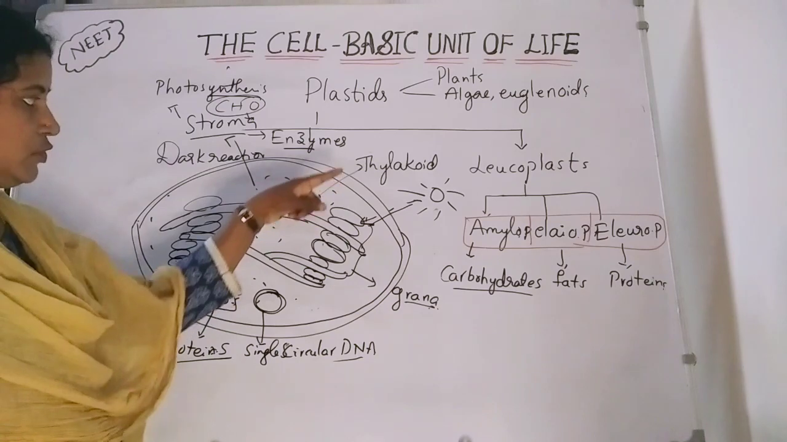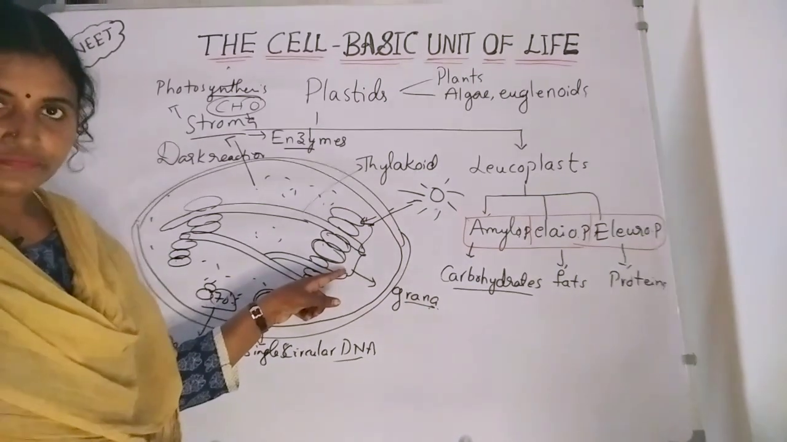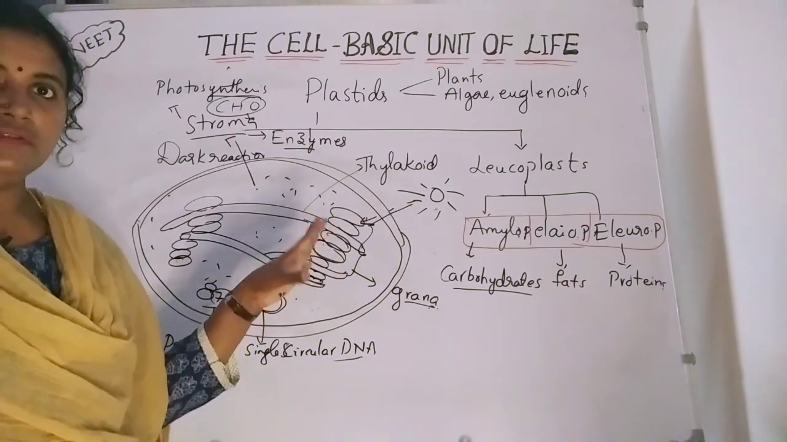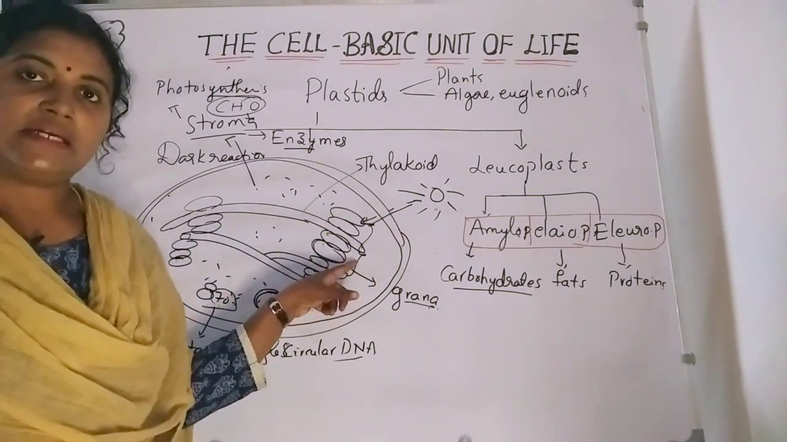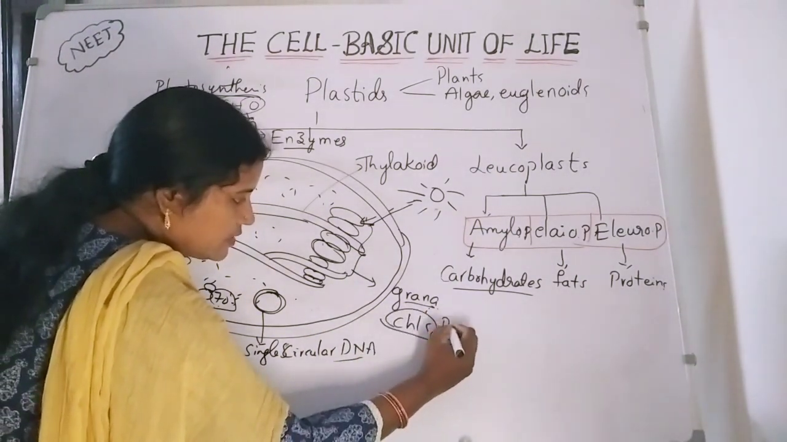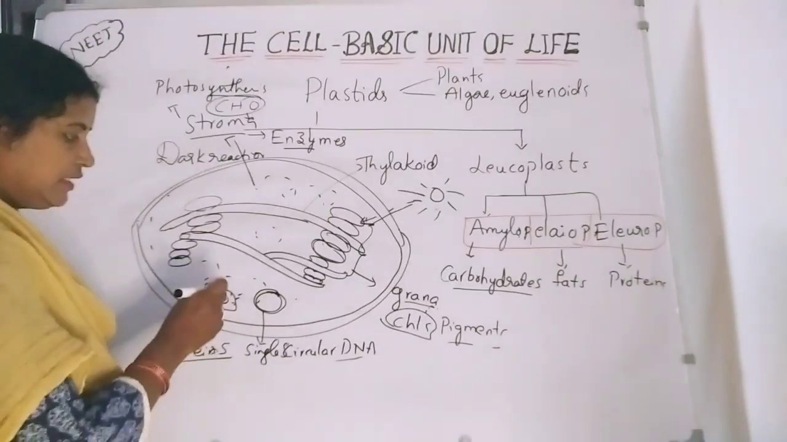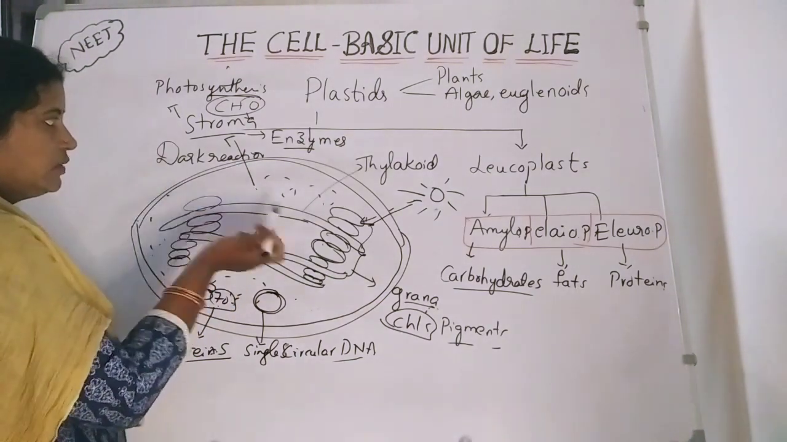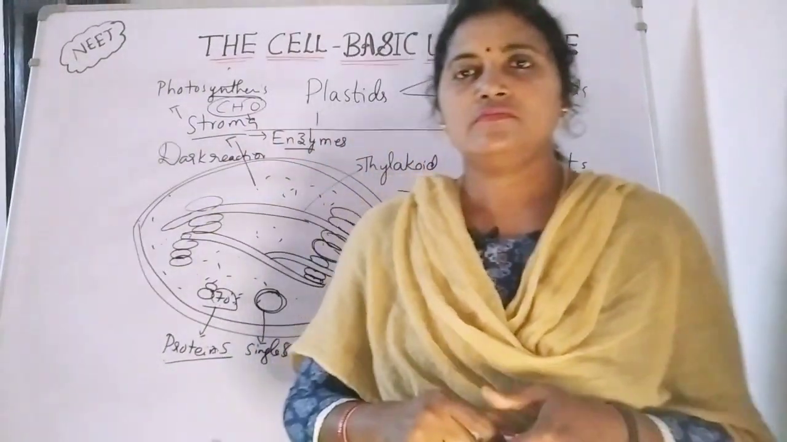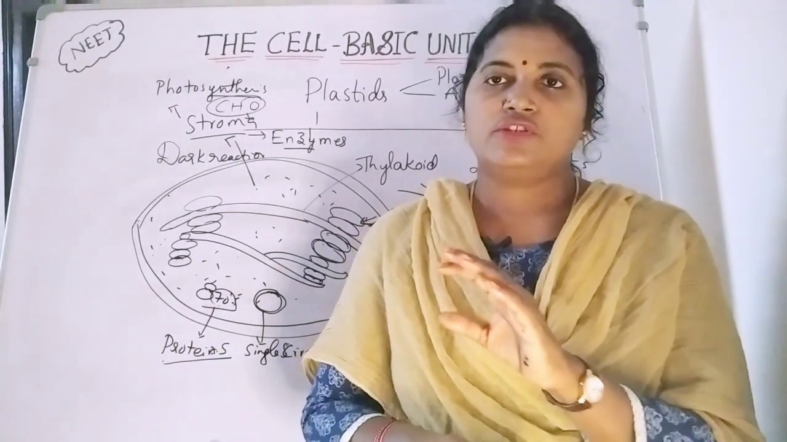A three-membranous structure: outer membrane, middle membrane, and the third membrane formed as stacked sac-like structures known as grana. Grana is responsible for trapping the solar energy. Only in the grana are the chlorophyll pigments present, which trap the solar energy. The liquid portion is known as stroma. Stroma is responsible for dark reactions. The plastids are going to be different.